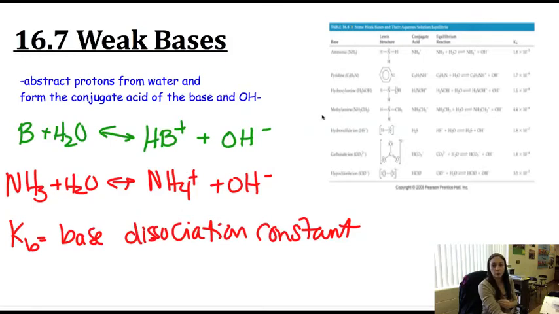And when we look on the right side in that chart that you have in your notes, notice how all of them do have the OH minuses on the right side and something plus. We're looking at it from the viewpoint of the base if you're dealing with a Kb.